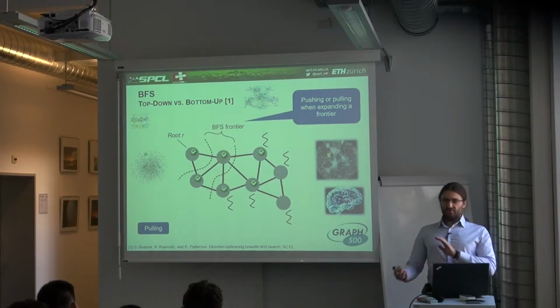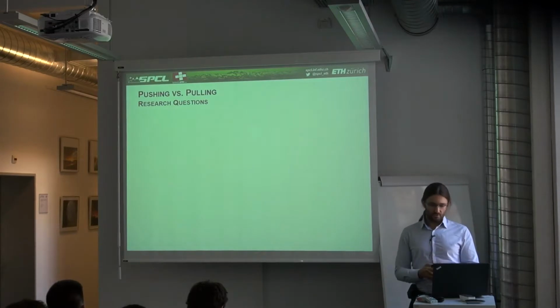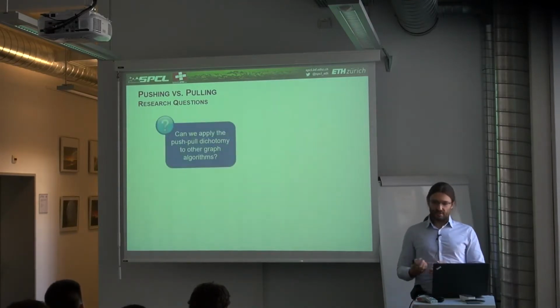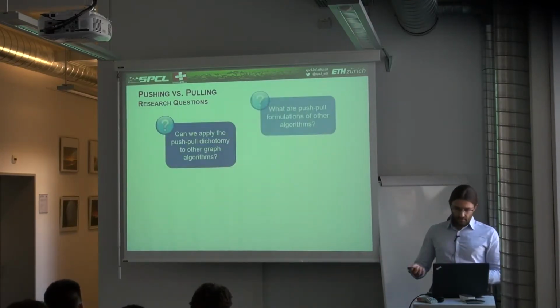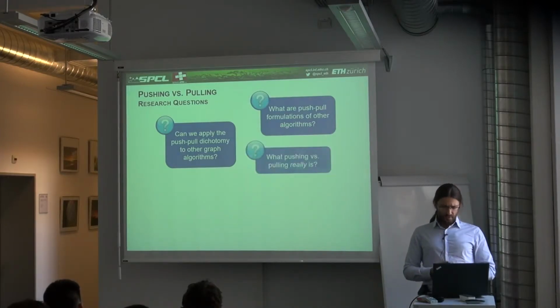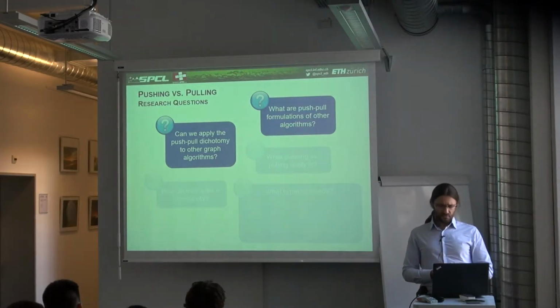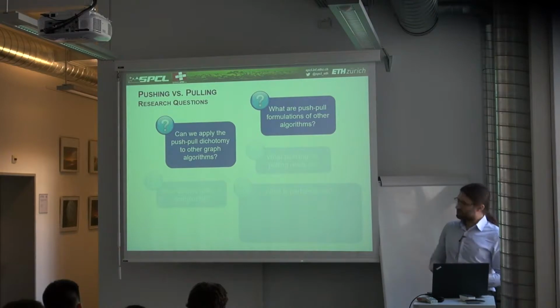Right, so again, we have this kind of pushing versus pulling approach. And now we have a couple of questions. The first question: can we apply this dichotomy to other graph algorithms? What are the formulations of these algorithms that we can apply it for? The third one: is there some kind of deeper theoretical underpinning of this whole thing, pushing versus pulling? And how do they differ in complexity as well as in performance? Let's now first focus on the first two questions.